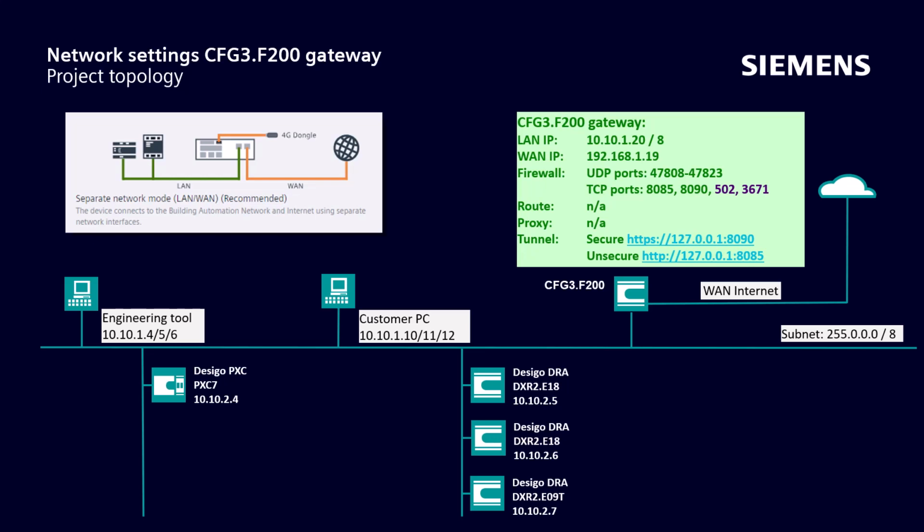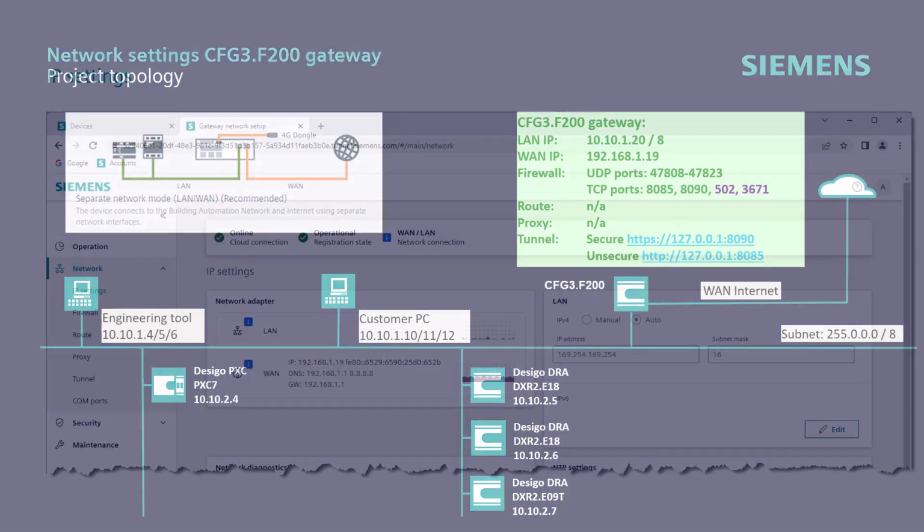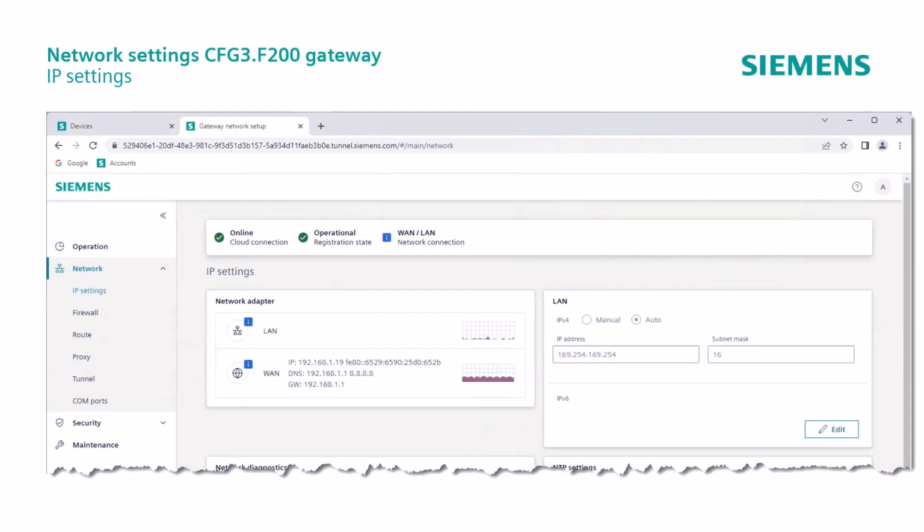You may ask, why we configure an unsecure connection with the port 8085, as basically the secure connection should be used. If the secure port 8090 is not accessible for technical or error reasons, the gateway would still be accessible via the unsecure port. Once we have ensured cloud connectivity and updated the latest gateway application software to the F200 device, we must next configure the network.